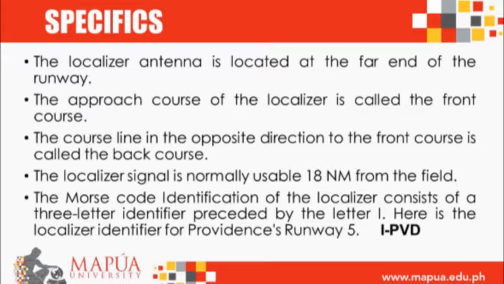And lastly, the Morse code identification of the localizer consists of a 3-letter identifier preceded by the letter I. Here is the localizer identifier for Providence Runway 5, IPVD.